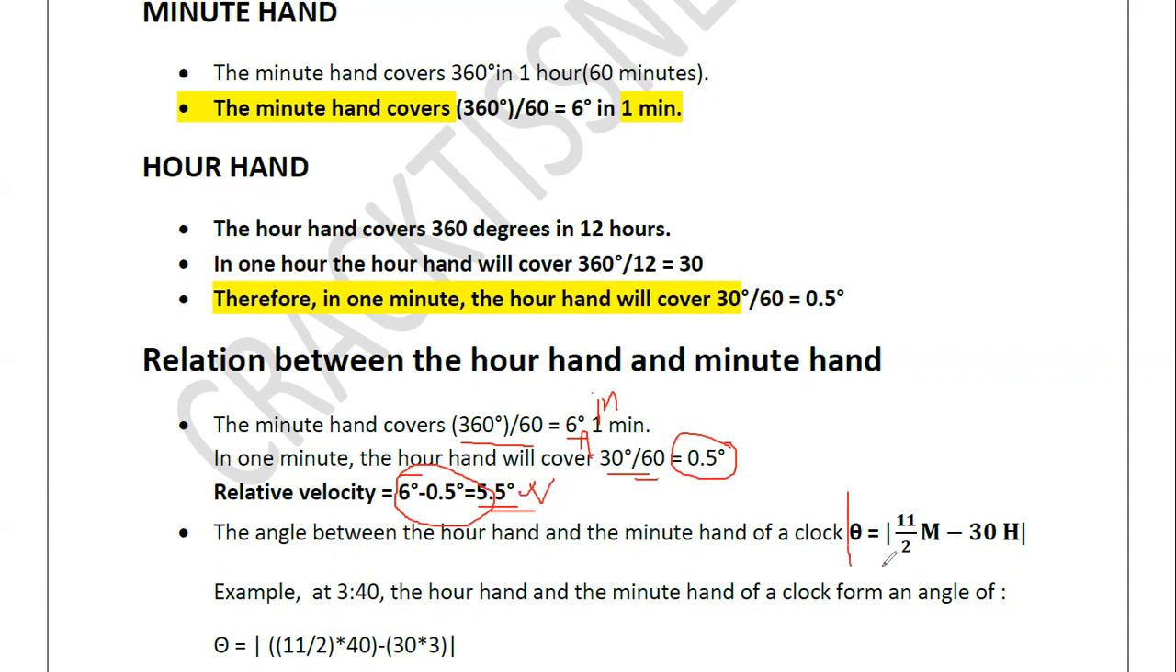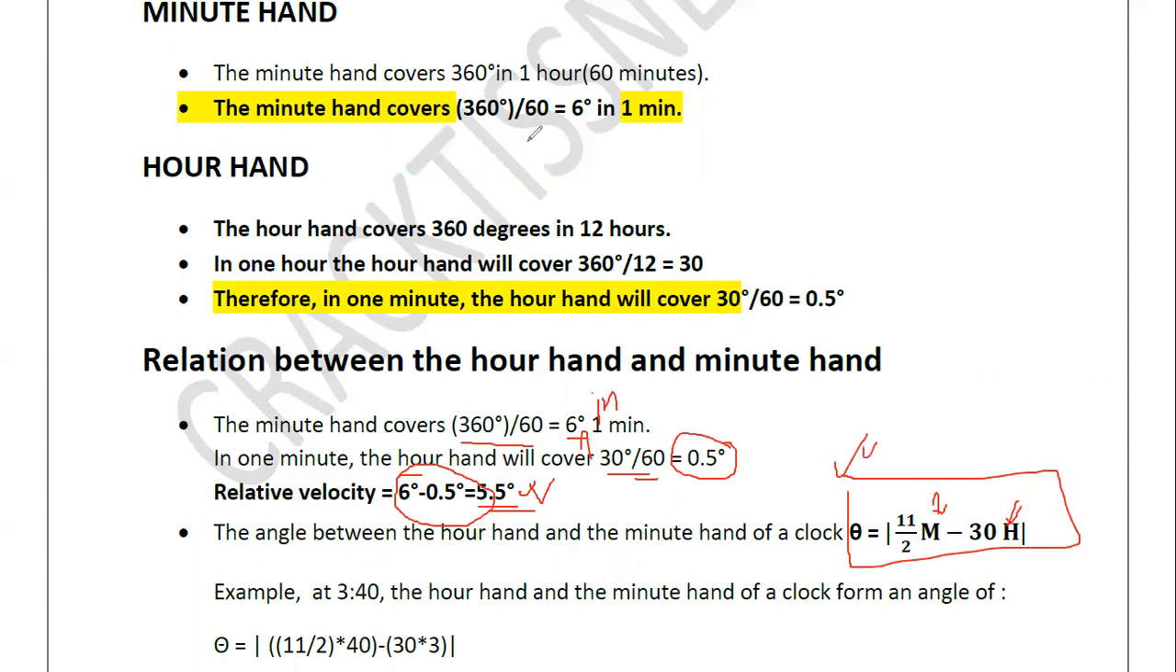Now remember this formula: theta is equal to mod of (11/2)m minus 30h, where m is minutes and h is hours. This formula is very important, so try to memorize it. What is theta? It is nothing but the angle formed between the hour hand and the minute hand. So this formula becomes important. We'll see one example.